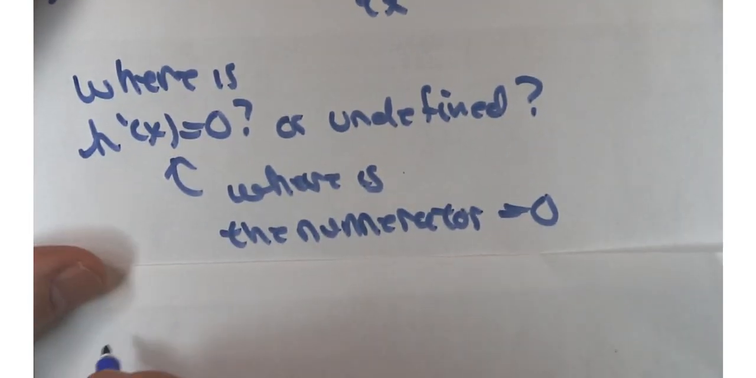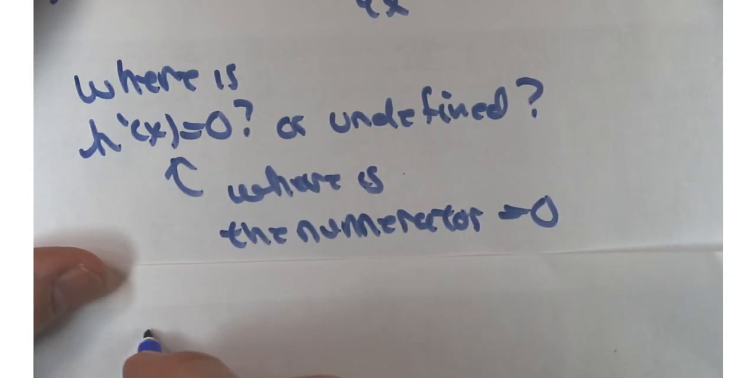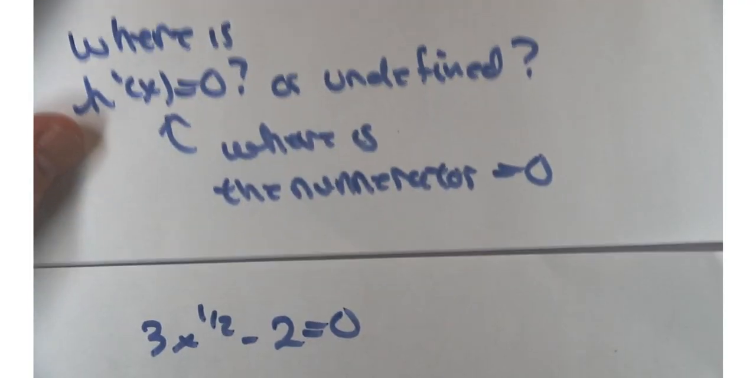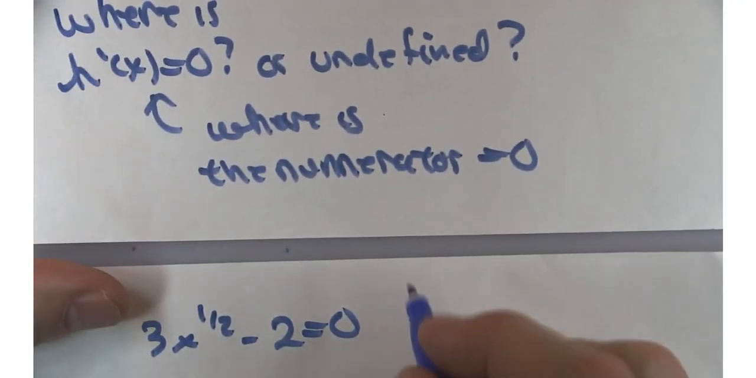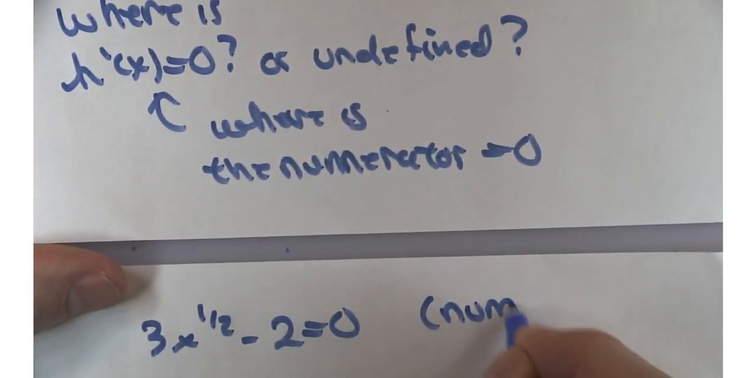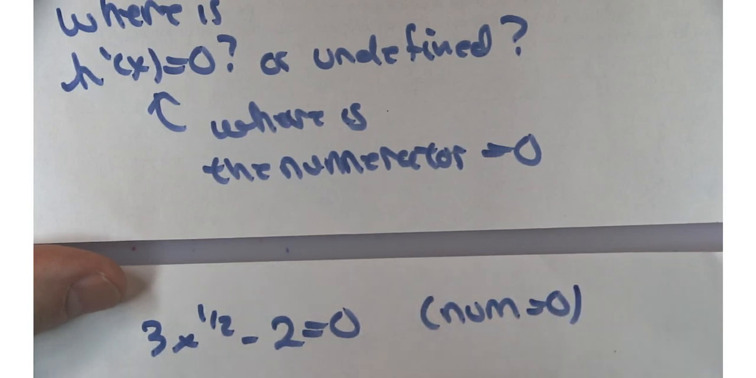So I want to know where 3x to the 1/2 minus 2 equals 0. So that's where our numerator equals 0. So that's going to be 3x to the 1/2 equals 2, or x to the 1/2 equals 2/3.